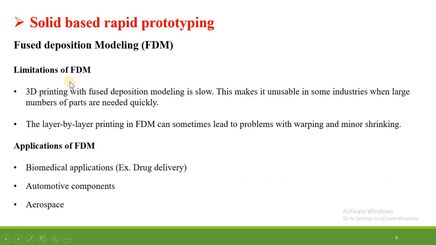Some of the limitations of the FDM technique. 3D printing with FDM is a very slow method. It may take unusual time when we have to manufacture a large number of parts. So this method is very slow, which is why it is not used for mass production. Layer by layer printing of FDM sometimes leads to problems with warpage and minor shrinking. So this is one more problem associated, that is warpage and minor shrinking.